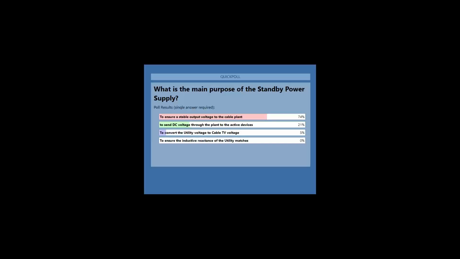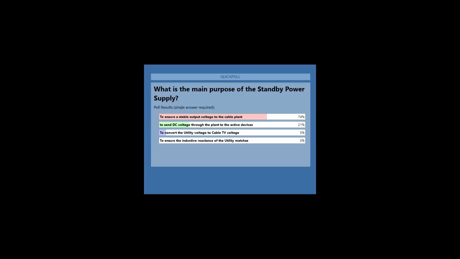And number 3, 5% to convert utility voltage to cable TV voltage, and 0% to ensure inductive reactance of the utility matches. So I think the majority got this question right. The main purpose of a power supply is to ensure stable output voltage to the cable plant. So thank you, everybody. I'll comment on that quickly, Woody.